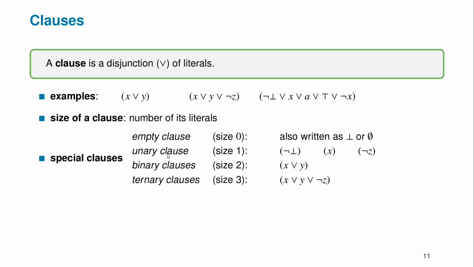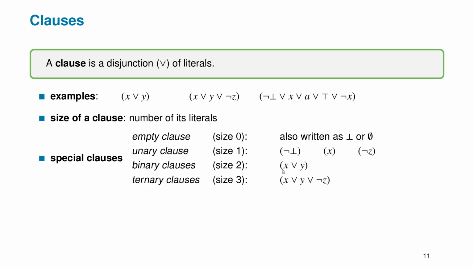Then we have the unary clause, which is a clause of size 1. They also play an important role in the reasoning. Here we have 3 examples of clauses of size 1. Not bottom is a clause of size 1. X is a clause of size 1. Not Z is a clause of size 1.